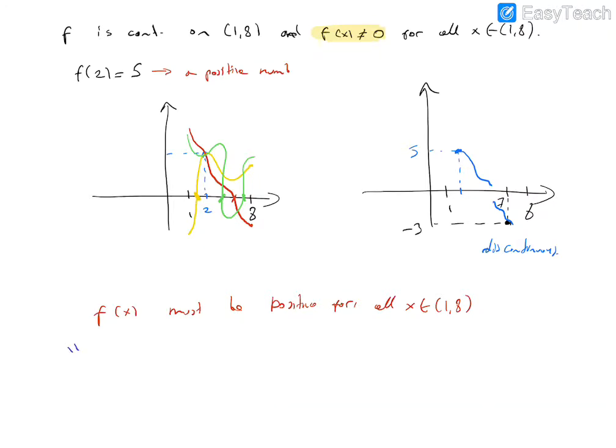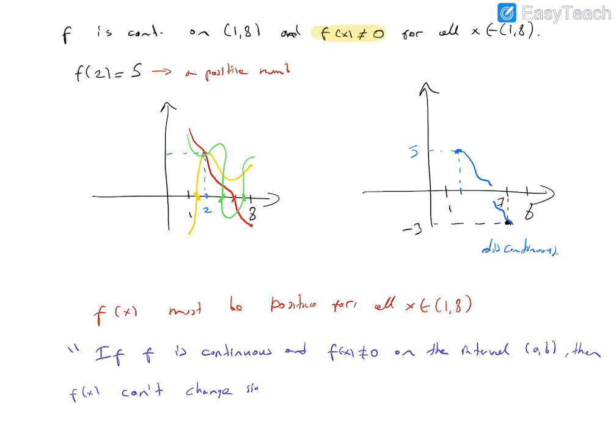This is important. If f is continuous, and f of x is different than 0 on the interval a, b, then f of x cannot change sign on the interval a, b.